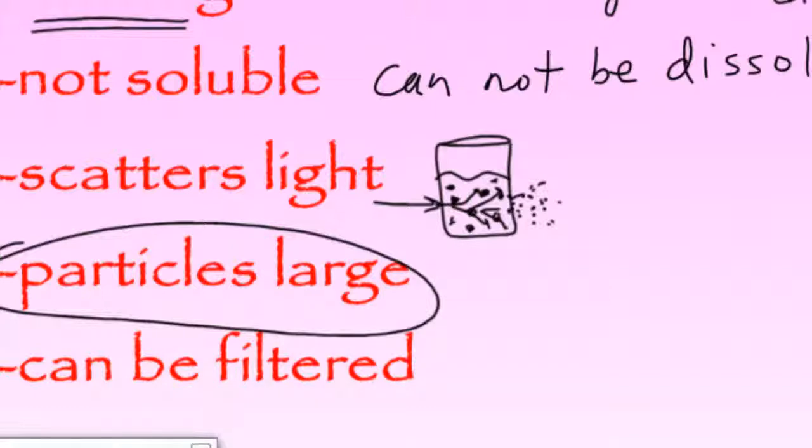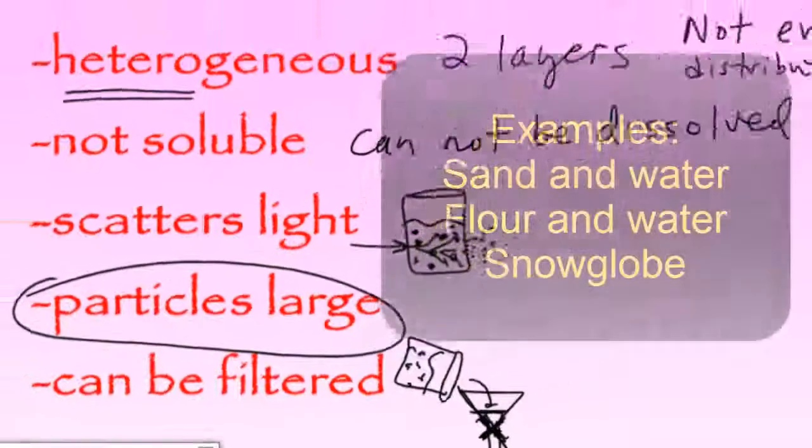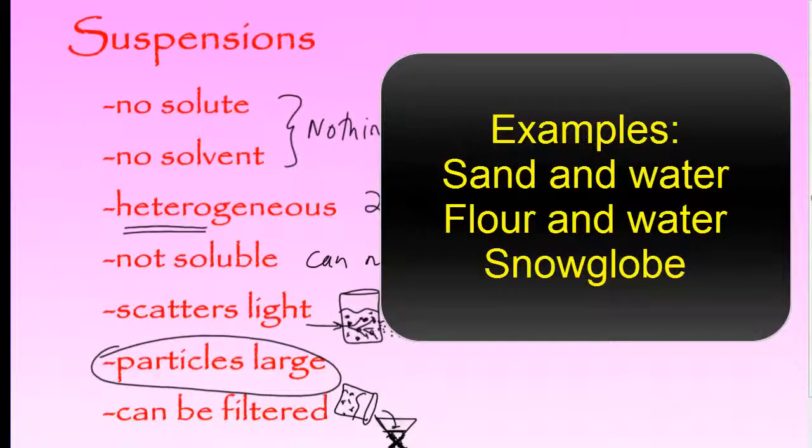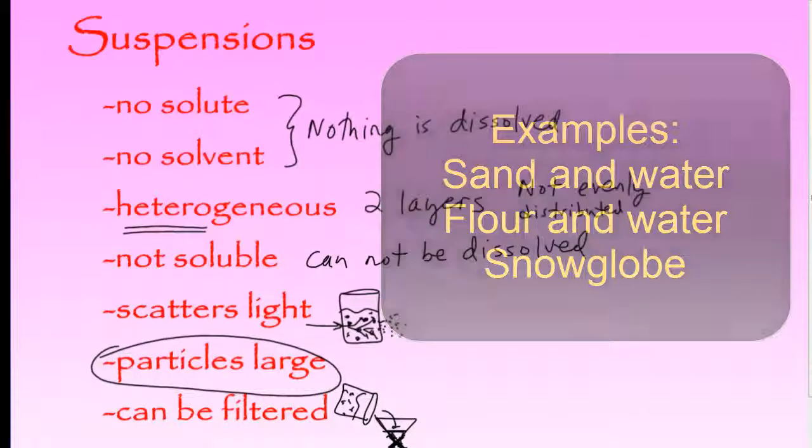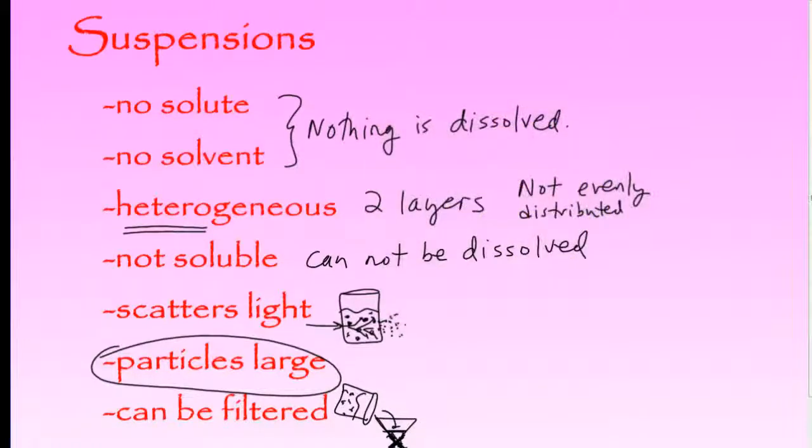You can also take that suspension with those large particles, and if you try to filter it, again, you will end up trapping it. It will not go through. So that's a big X right there. It can be filtered. So some examples would be sand and water, flour and water, things that are large, things that don't dissolve. A snow globe is a suspension. All these things can be a suspension.